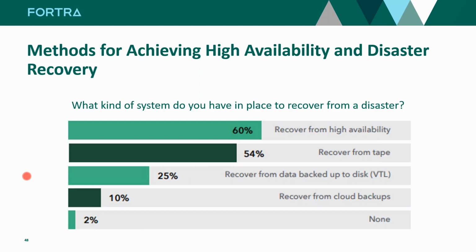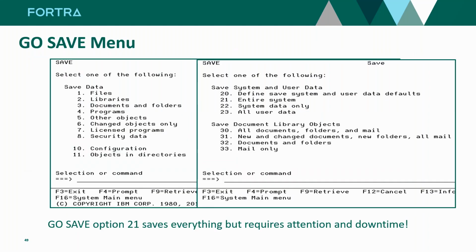But still, if you're recovering from tape, you need to make sure that you're saving what you need to save. And for that, IBM i has several options. This is the native GO SAVE command that, as you can see on the first screen, has the option to save single objects. And if you go to the next page, which is on the right side, you have the really widely known option 21, which is the way that you have to save your entire system. This is the way that you can actually save the entire system and recover it either on your system or on another hardware. And the thing about this is that it requires an outage, a downtime, and it also requires attention. You need to check your backup.